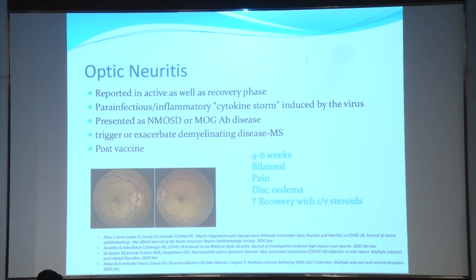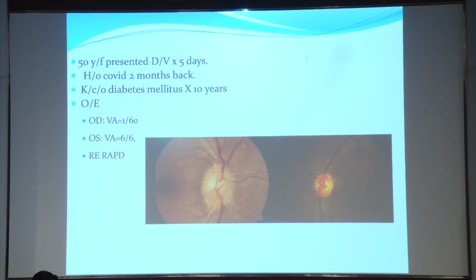NMO and MOG. What I'm trying to say is that patients who have COVID are more commonly showing the presence of NMO-associated antibodies or MOG-associated antibodies, generally seen 4 to 6 weeks later, and it is usually bilateral in presentation and may or may not recover with steroids.